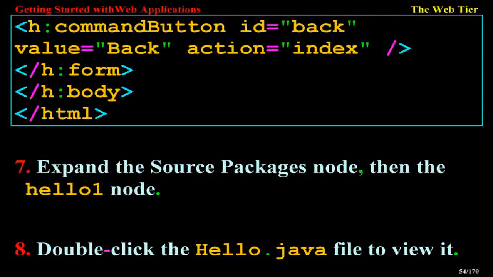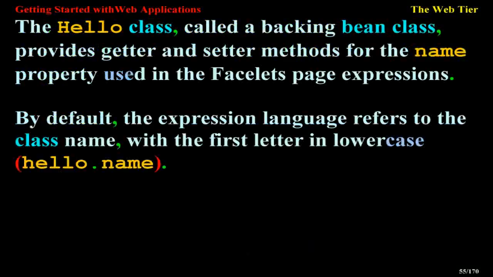Expand the source packages node, then the hello1 node. Double-click the Hello Java file to view it. The Hello class, called a backing bean class, provides getter and setter methods for the name property used in the facelets page expressions. By default, the expression language refers to the class name, with the first letter in lowercase: hello.